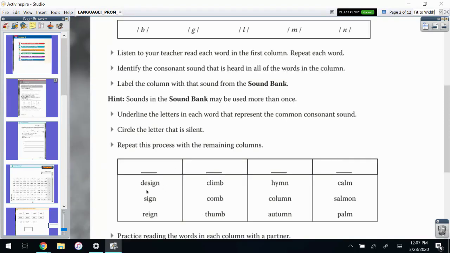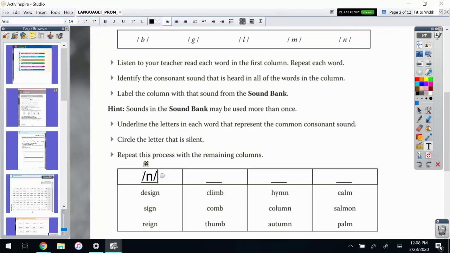Okay, the first one is design. Repeat it, design. Then we have sign, and we have rain. Say this last one, rain. Design, sign, and rain. So, what sound do you hear at the end of all of those words? That is right. You hear the n. You write an N sound.